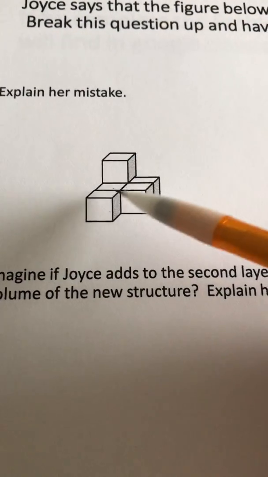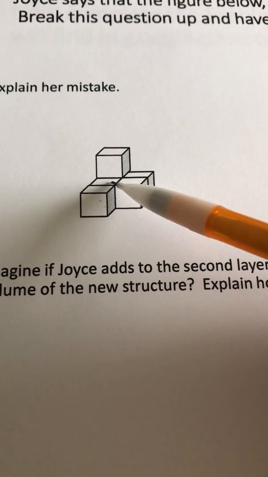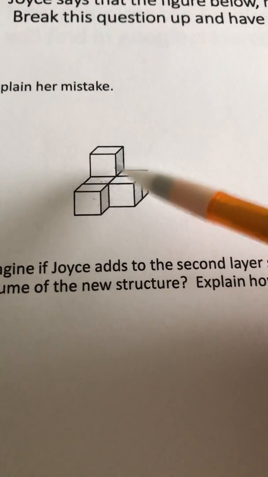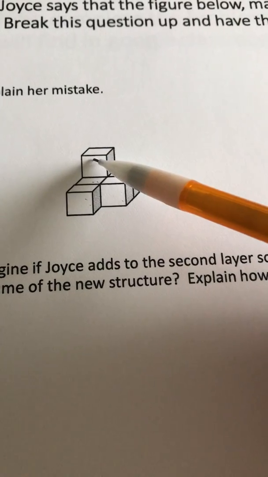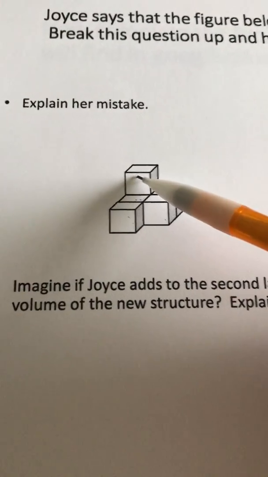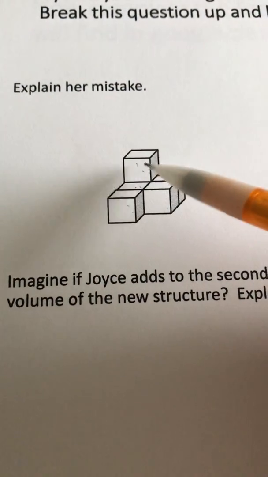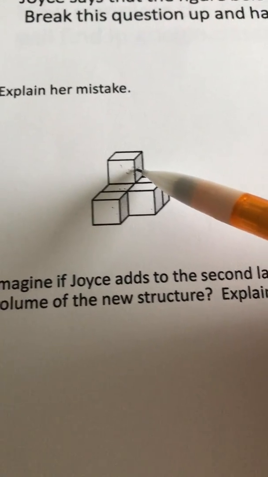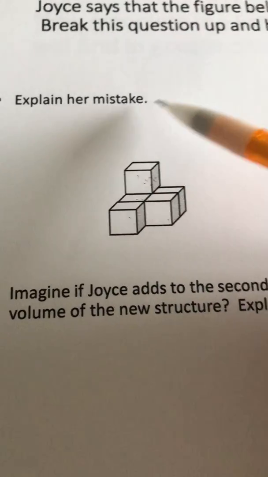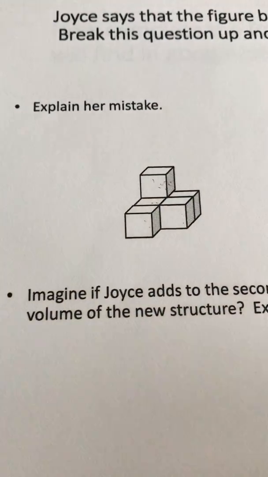Okay. 1, 2, 3, the one that's underneath that, 4, 5, and the one on top would make 6. I think Joyce forgot to count the one that was underneath the one that this box is sitting on. So Joyce was not correct. So they're asking you to explain her mistake.